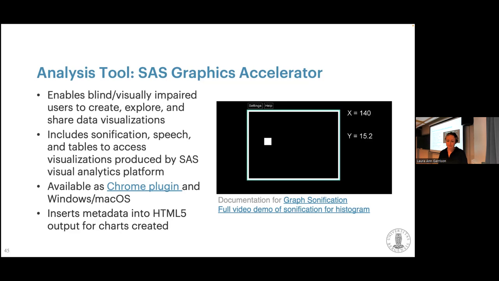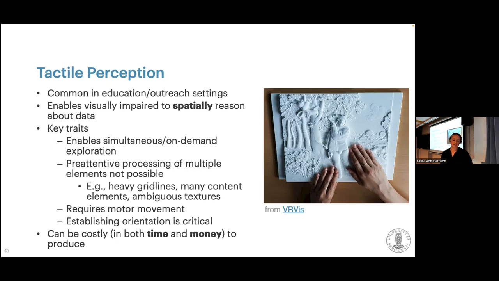So moving on now to touch. So tactile perception is very common in educational and outreach settings, like this painting that someone who's blind can explore. This is something that was promoted in VRBiz. And what it does is enables the visually impaired to spatially reason about data, which you don't get as much of with sonification. You got a sense of it with sound coming in your left or right speaker, but it's not as spatial as actual tactile perception can be.